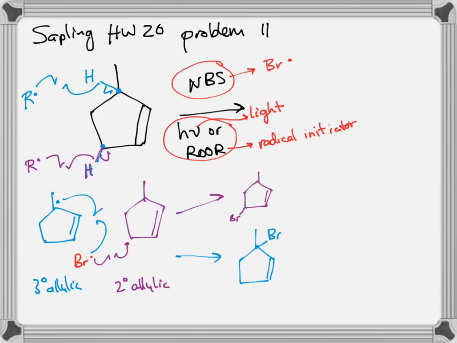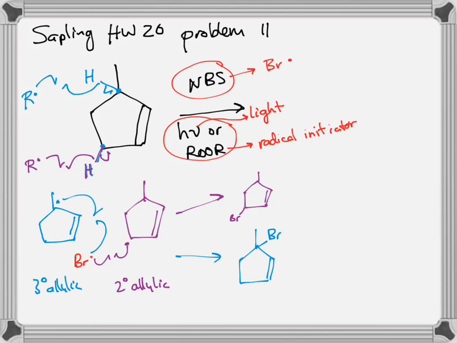So hopefully you're able to identify those two right away. Where the next two products come from have to do with resonance coming from your blue and purple structures.